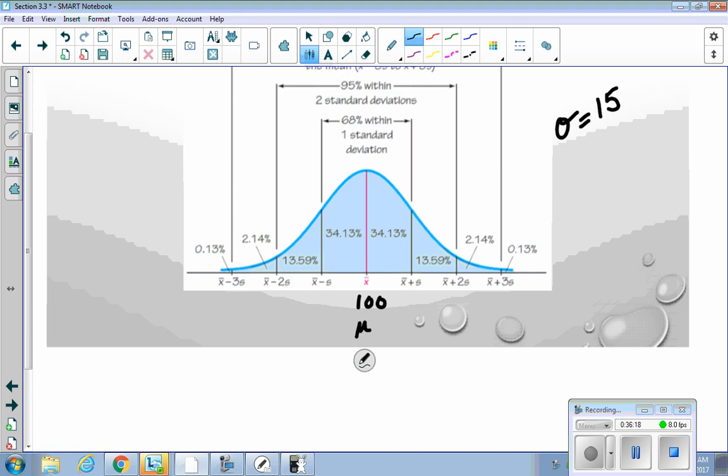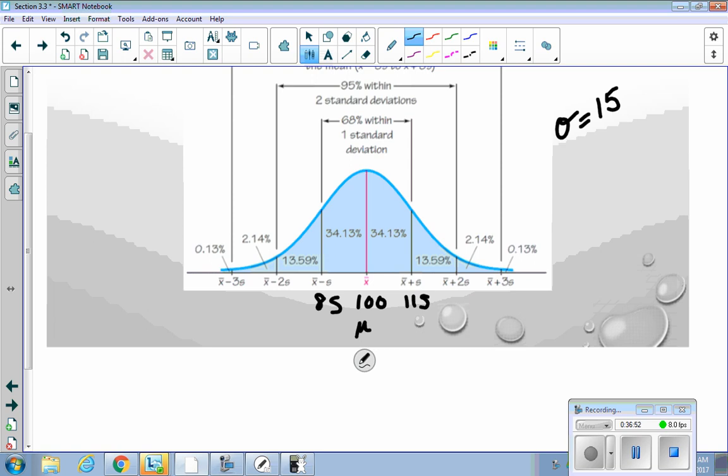So adding 15 gives me 115. Subtracting 15 gives me 85. That means 68%, almost 70% of every person there is in the world, population, has an IQ between 85 and 115.